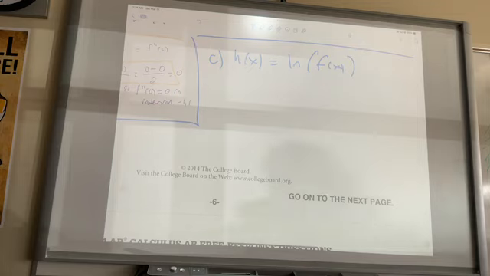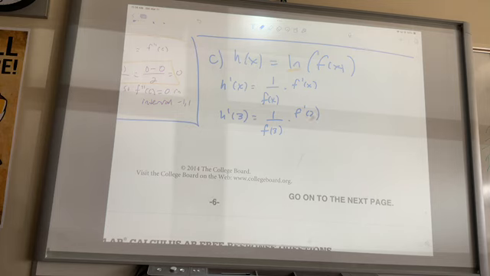Hey, part C looks crazy easy to me. Does it look crazy easy to you? Okay, what's the derivative of ln? 1 over x. Very good. So it's 1 over f of x times f prime of x. So what's h prime of 3? 1 over f of 3 times f prime of 3.